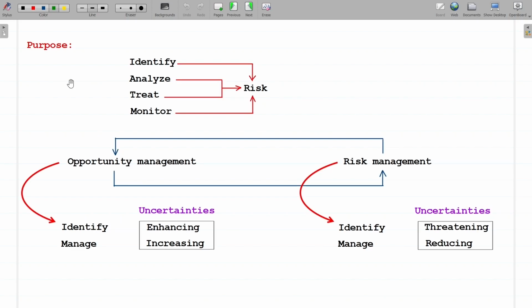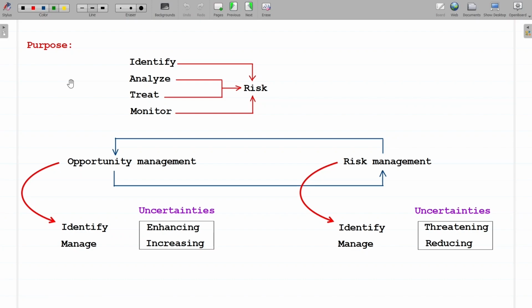The purpose of the risk management process is to identify, analyze, treat, and monitor the risks continually. Risk management is a disciplined approach to dealing with the uncertainty that is present throughout the entire system lifecycle. Opportunity management may be performed in conjunction with or as part of risk management.